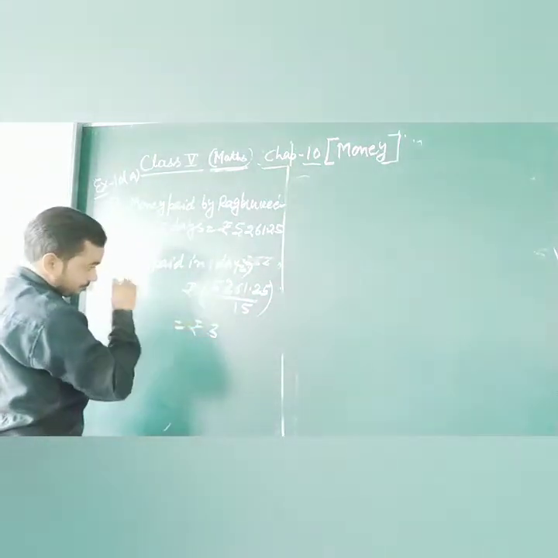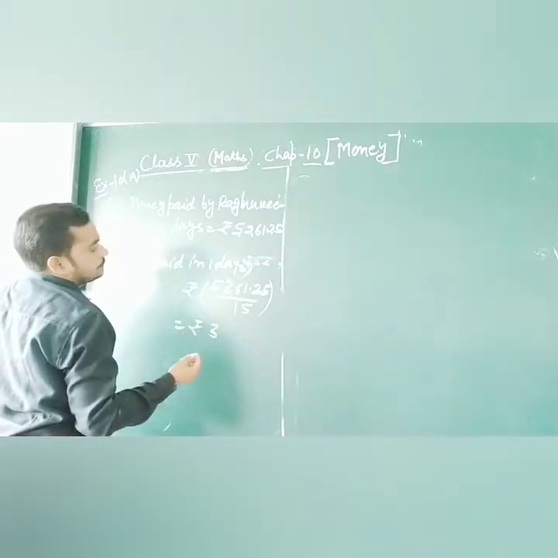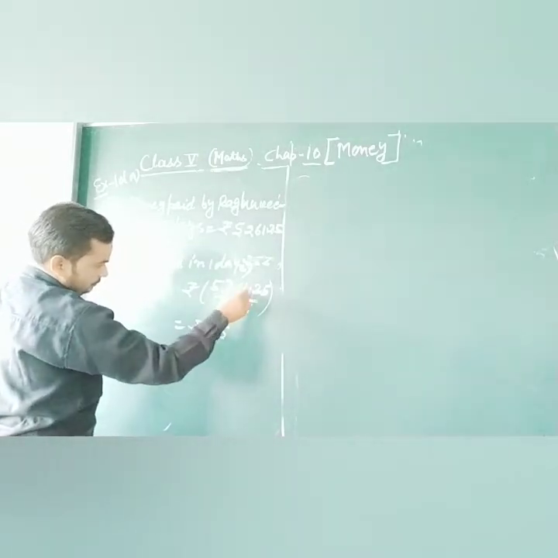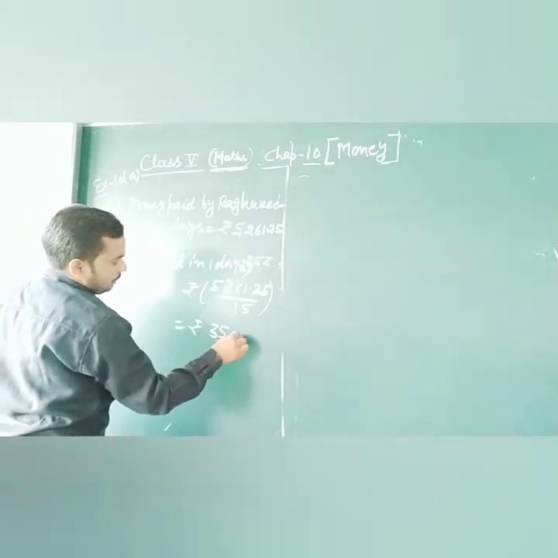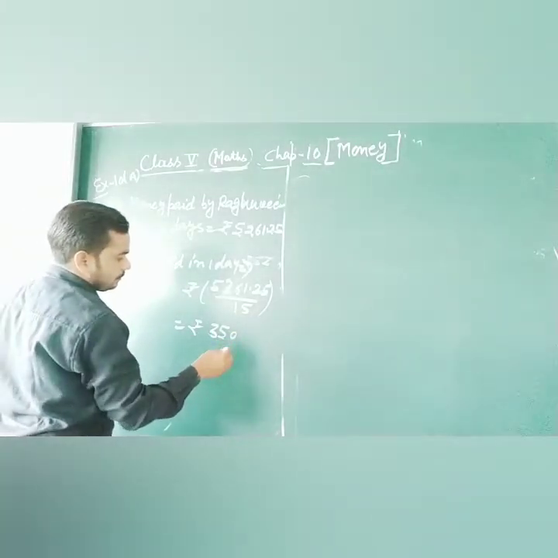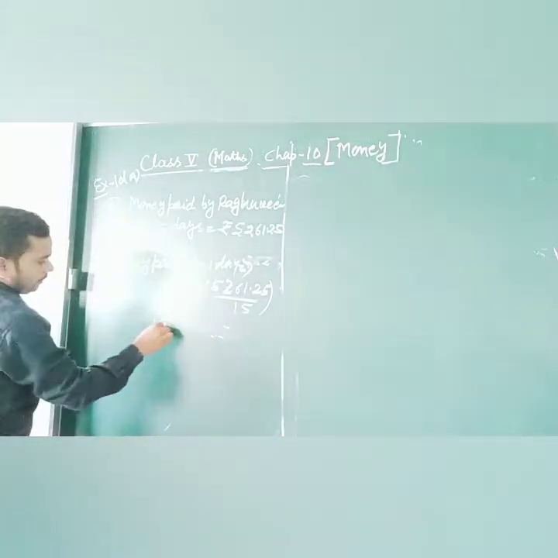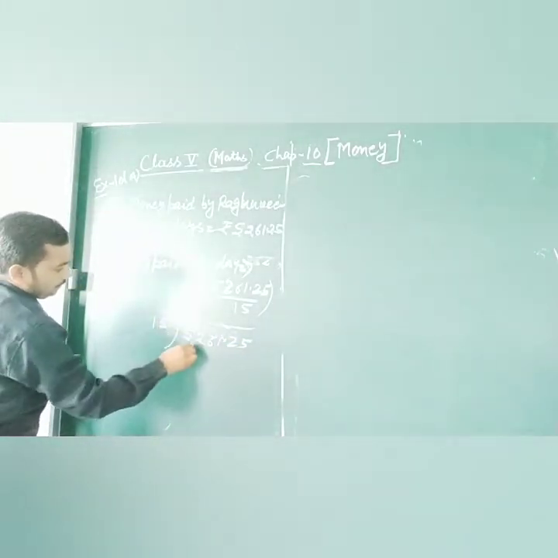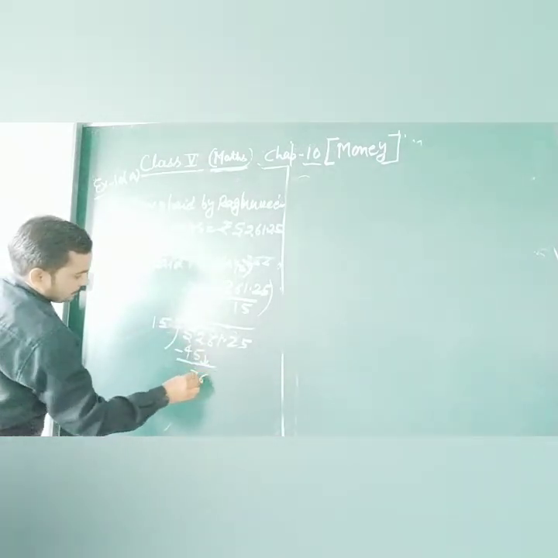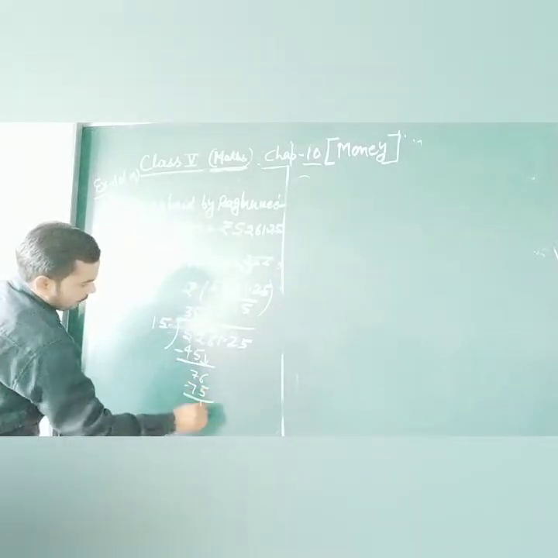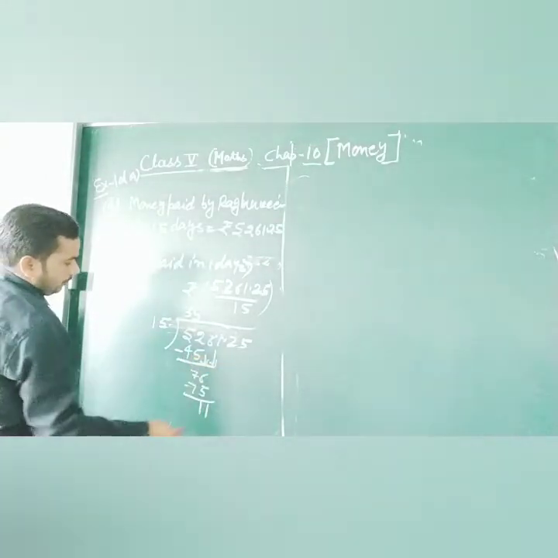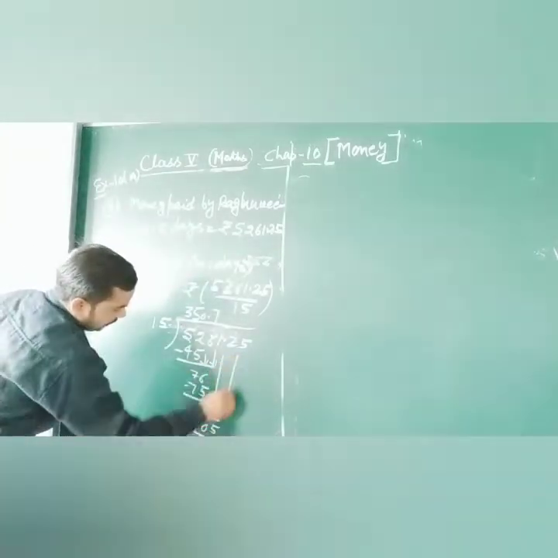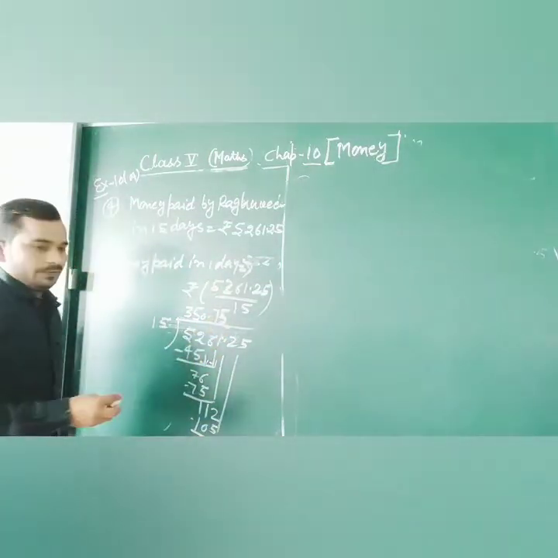So when we divide by 15, 15 3s are 45, 15 5s are 75, 1 is carry, 15 7s are 105. So you have to divide 5261.25 by 15. 15 3s are 45, 7 carries 6, 15 5s are 75, 1 carry 1, not divisible, so 0, decimal point, carries 2, 15 7s are 105, again 7 carry 5, 15 5s are 75, 350.75.